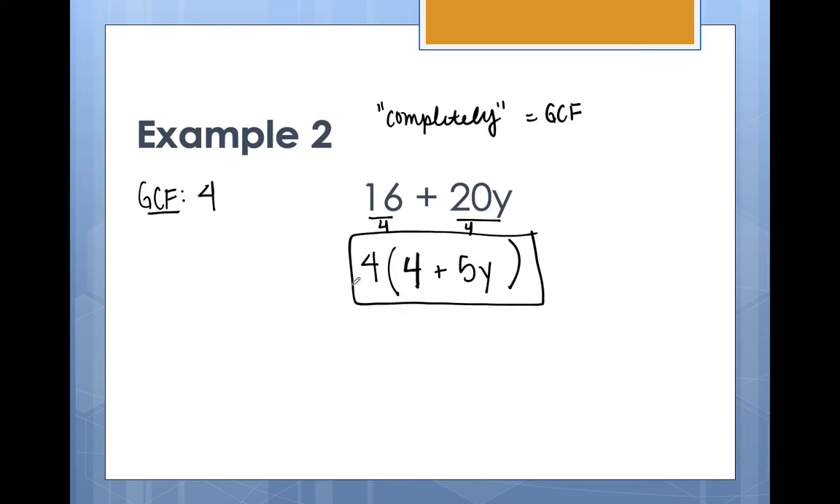If I just factored it using another factor of 16 and 20, which is 2. So let's say I wasn't sure that 4 was the greatest common factor and I thought that 2 was the greatest common factor. If I used 2, 16 divided by 2 is 8, and 20y divided by 2 is 10y. This is an equivalent expression. However, it's not factored completely, and I can tell that because 8 and 10 still have a common factor of 2 that could be divided.